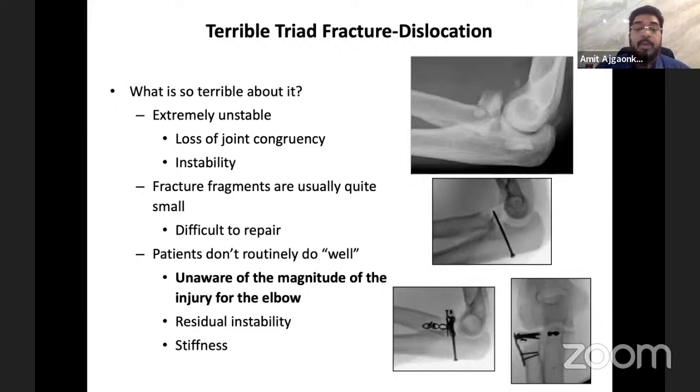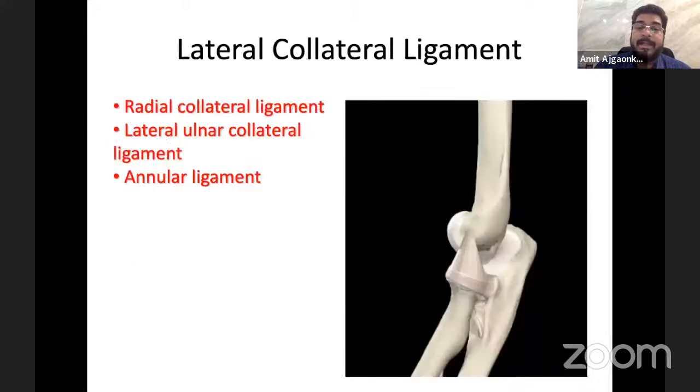That is very important. You have to understand that you are operating for elbow stability and not for mobility. And normally a surgeon or a patient is unaware of the magnitude of the injury to the elbow, the residual instability and the stiffness. Patients will never do very well even if you have operated.